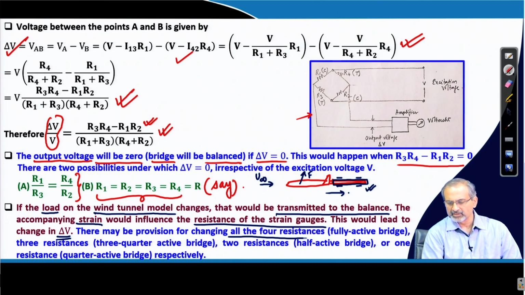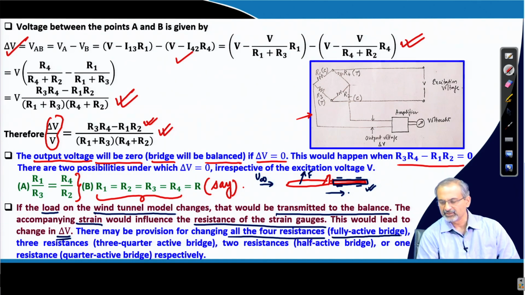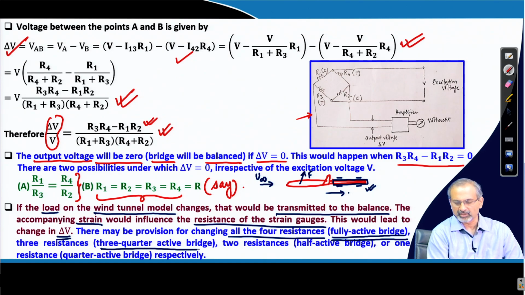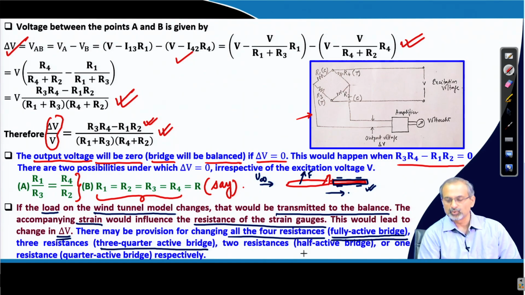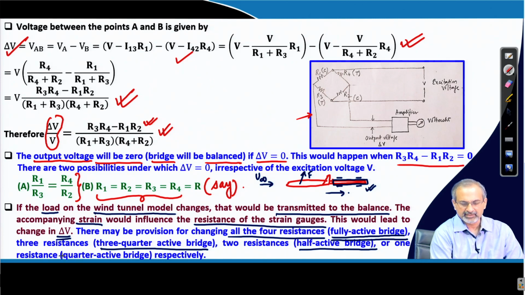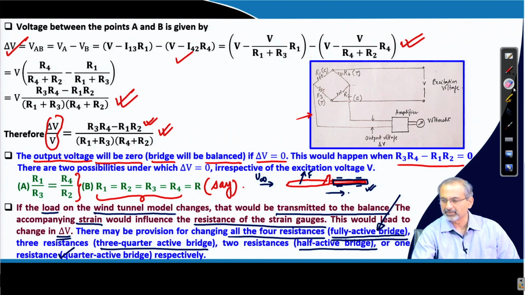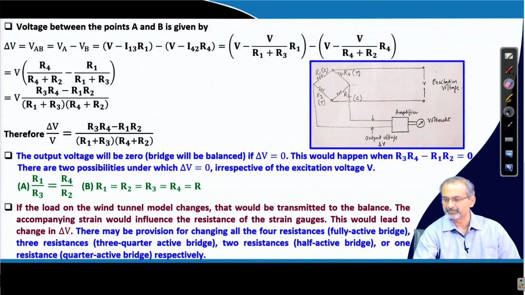If all the 4 resistances are changing or there is a provision for their changing, then we say it is a fully active Wheatstone bridge. If only 3 of them can change, then it is a 3/4 active bridge. If only 2 can change, it is half active bridge, and if only 1 resistance can change, it is called as a quarter active bridge. The most widely used one is the fully active bridge because of some accompanying advantages, which we will see later.